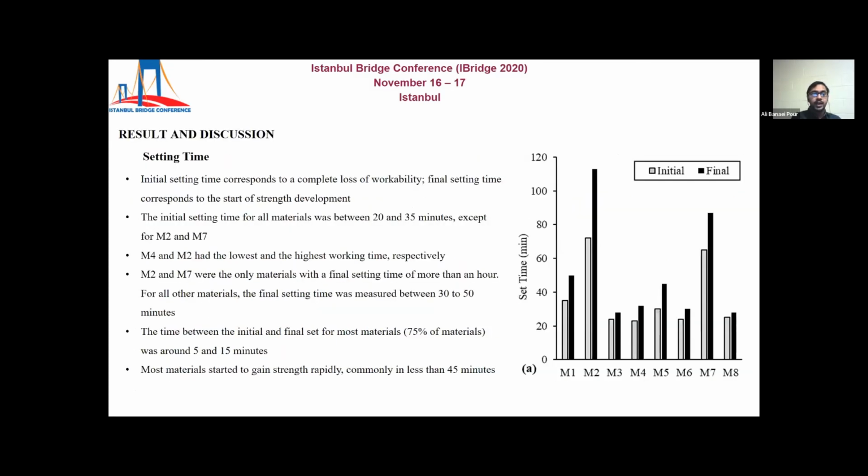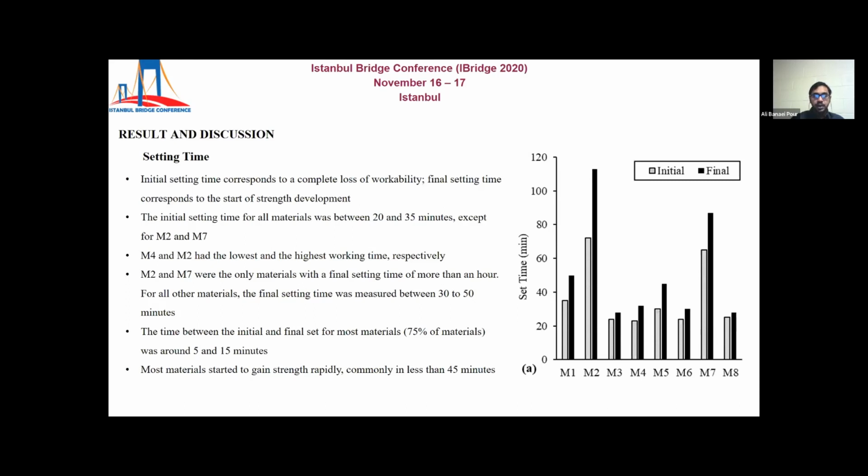Let's talk about some of the findings from our laboratory testing. When we looked into the initial and final setting time, we found that the initial setting time for all of the materials was between 20 to 35 minutes, except for M2 and M7, which is actually more than an hour. M4 and M2 had the lowest and the highest working time, respectively. M2 and M7 are the only materials with a final setting time of more than 1 hour. For M2, it is almost close to 2 hours, and for all other materials, the final setting time was between 30 to 50 minutes.